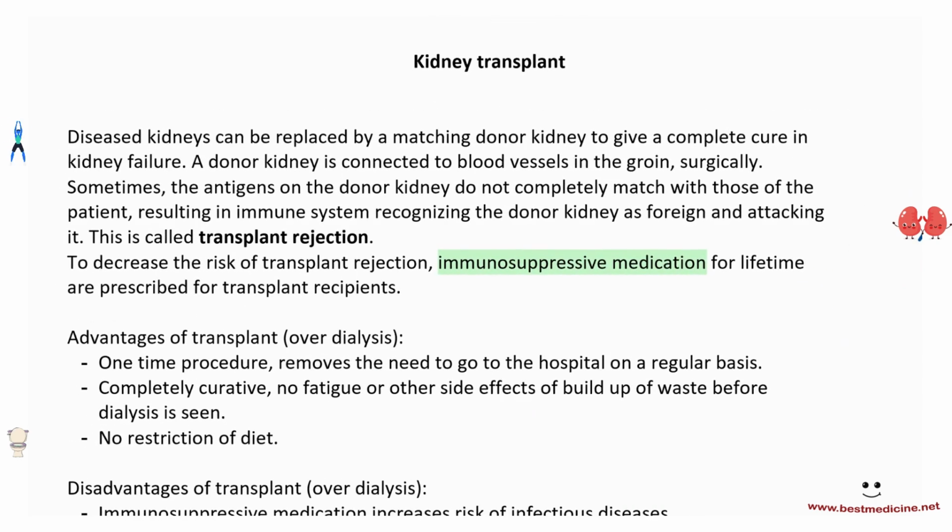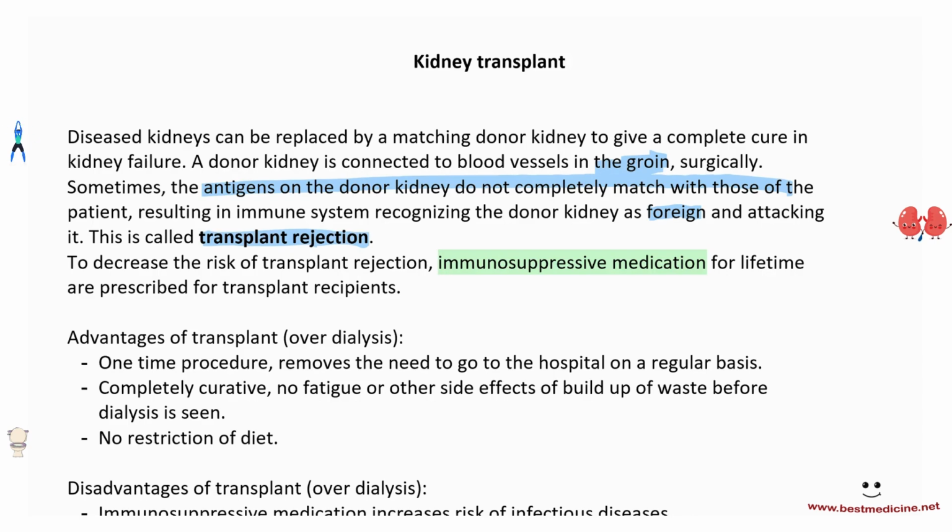Okay, so kidney transplant. Diseased kidneys can be replaced by a matching donor kidney to give a complete cure to kidney failure. A donor kidney is connected to blood vessels in the groin. Okay? I'll probably not be questioned about this though. Sometimes the antigens on the donor kidneys do not completely match, and this can result in the immune system recognizing the donor kidney as foreign and resulting in transplant rejection. So you want to minimize the risk of transplant rejection.